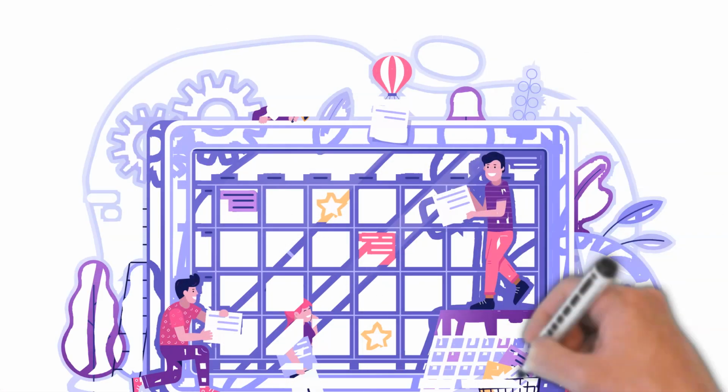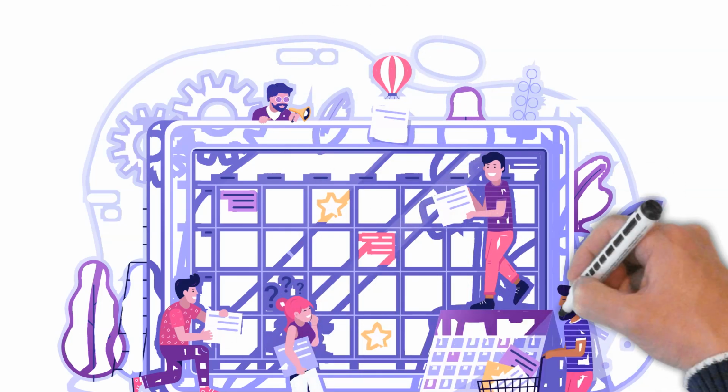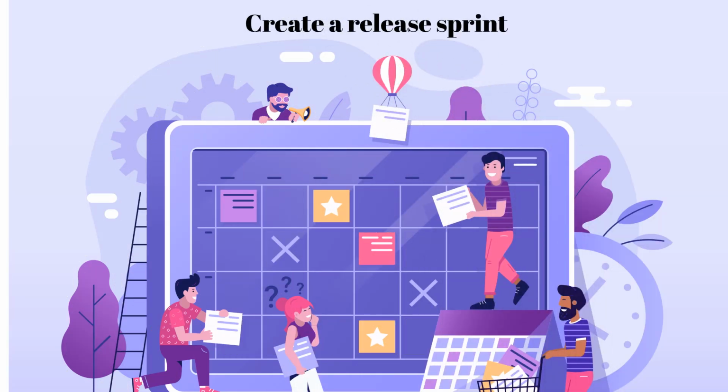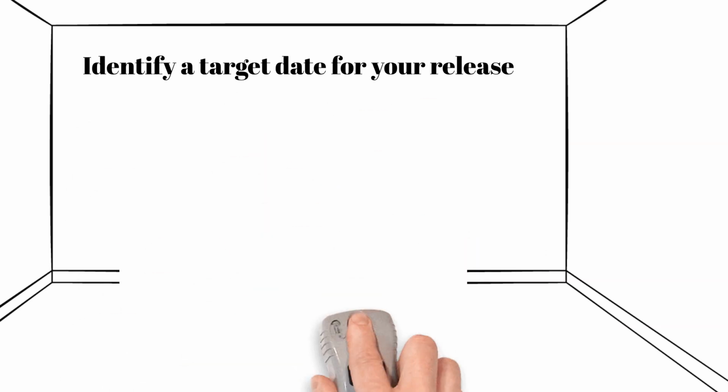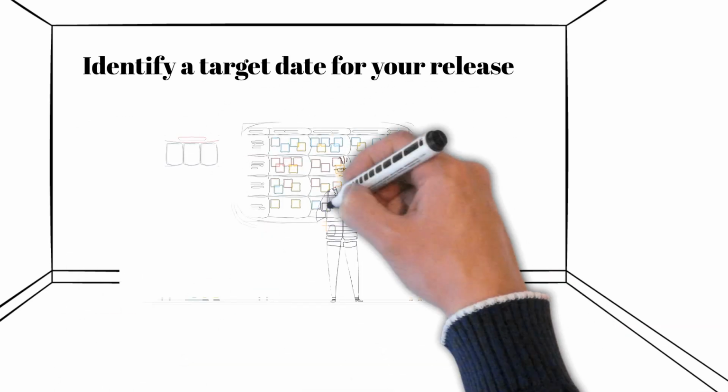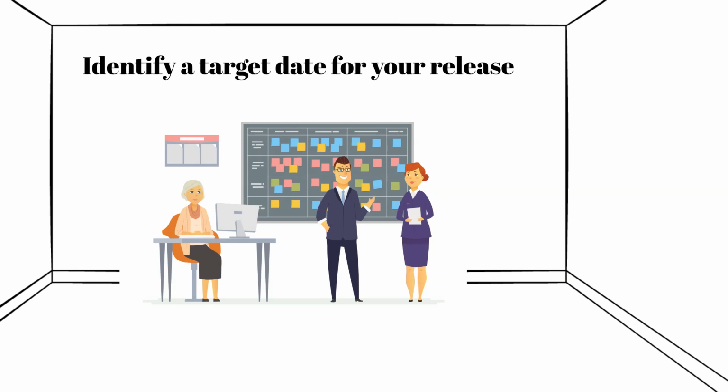Creating a release sprint is selecting the stories from the backlog and adding them to the sprint backlog. Remember to select stories based on the business value and ensure that these stories are leading to a minimum viable product. Identify a target for your release. Agile is a flexible tool. However, it is still a good idea to create a schedule based on your sprints and a set of deadlines.